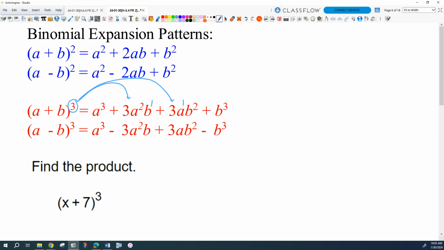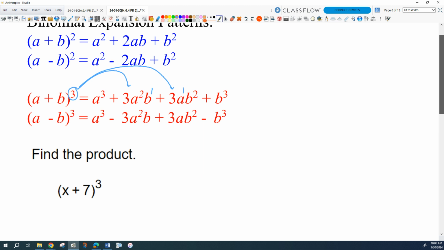Okay, if it's an a plus b quantity cubed, all the signs are plus. If it's an a minus b quantity cubed, it just starts positive and alternates. Okay, and then you get both patterns pretty easily. Once you see those sub patterns, the patterns within the pattern, it's pretty easy to just write down those two expansions.